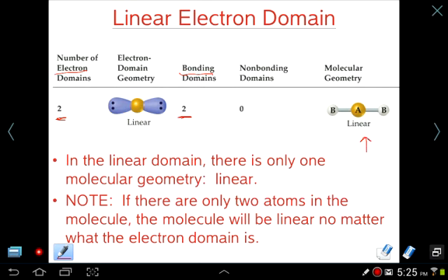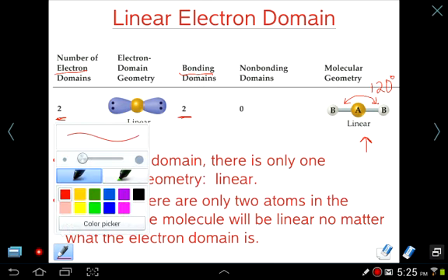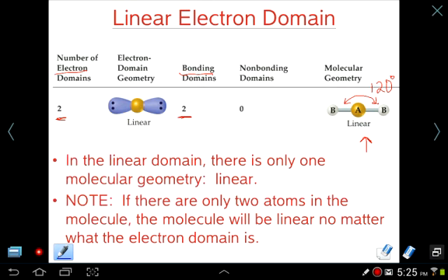And if you recall, the bond angle of this was 120 degrees. This is just a half of a circle, essentially. And then a note down here about if you only have 2 atoms, then the only way those 2 atoms can come together is in a linear fashion.